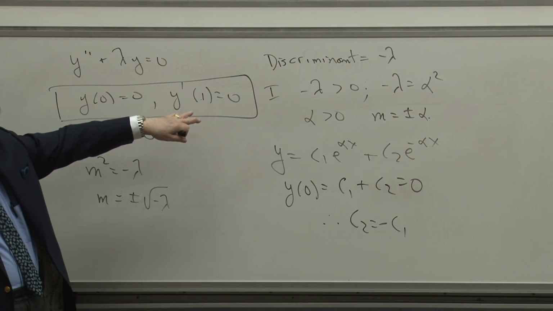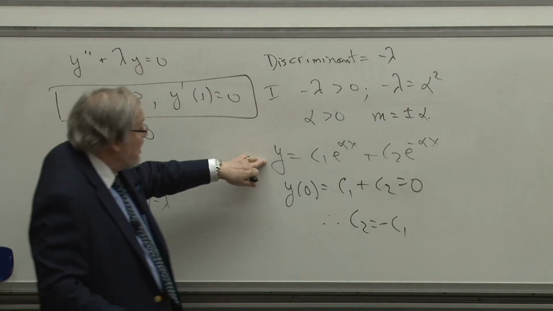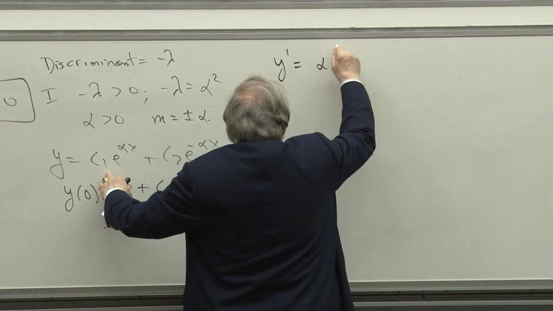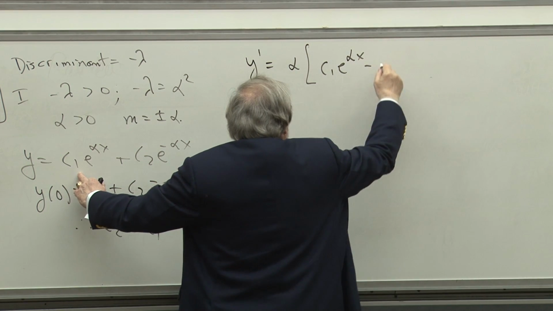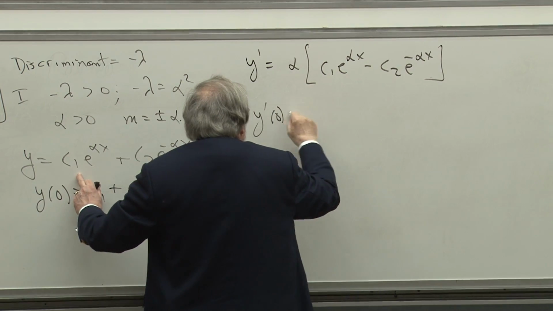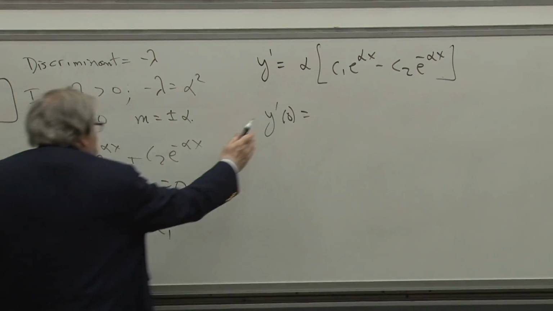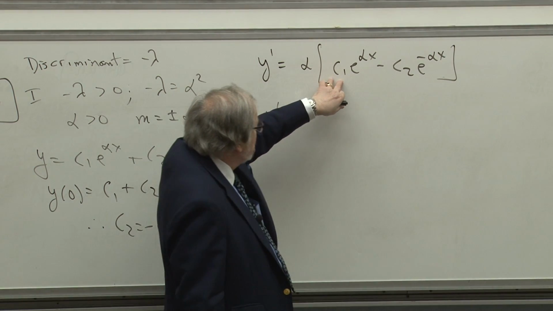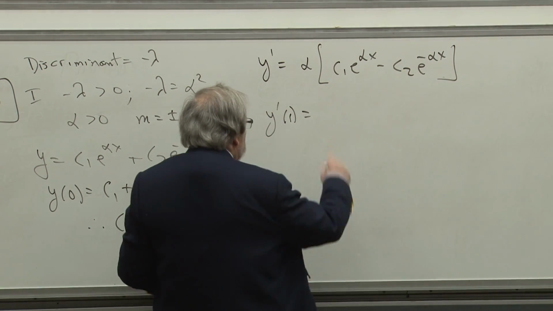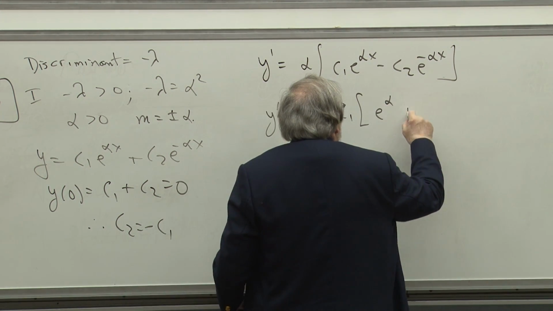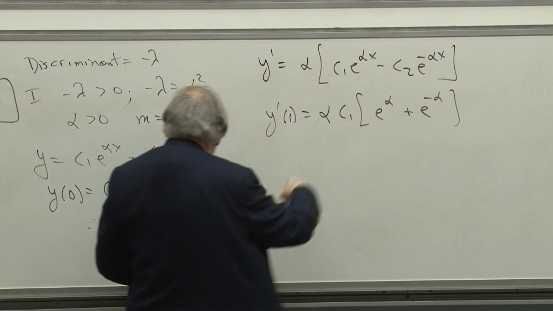The second of the boundary conditions involves the derivative, so I need to calculate the derivative. Y prime is alpha c1 e to the alpha x minus c2 e to the negative alpha x. So I substitute x equal 1 here. I'm going to use the fact that c2 is negative c1. So negative c2, that's the same as c1. I'll factor that out.